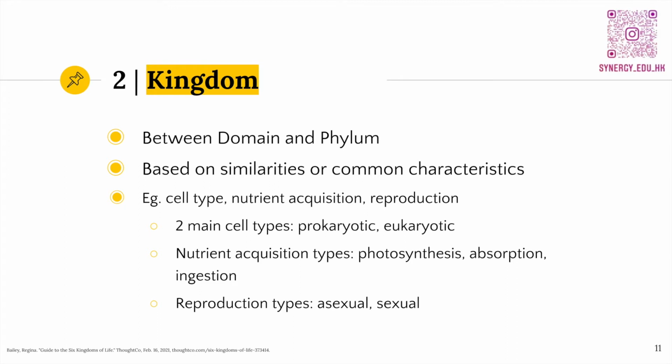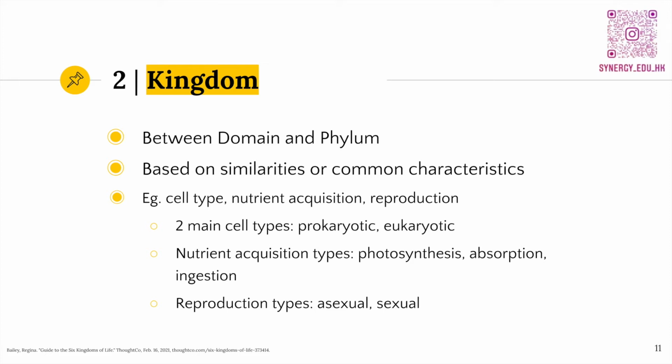The next group we'll be going over is kingdom, which is between domain and phylum. These are based on similarities or common characteristics, such as cell type, nutrient acquisition, and reproduction. For cell type, the 2 main types are prokaryotic cells and eukaryotic cells. Prokaryotic cells are unicellular and lack a nucleus to encompass their genetic material, making their genetic material free-floating.